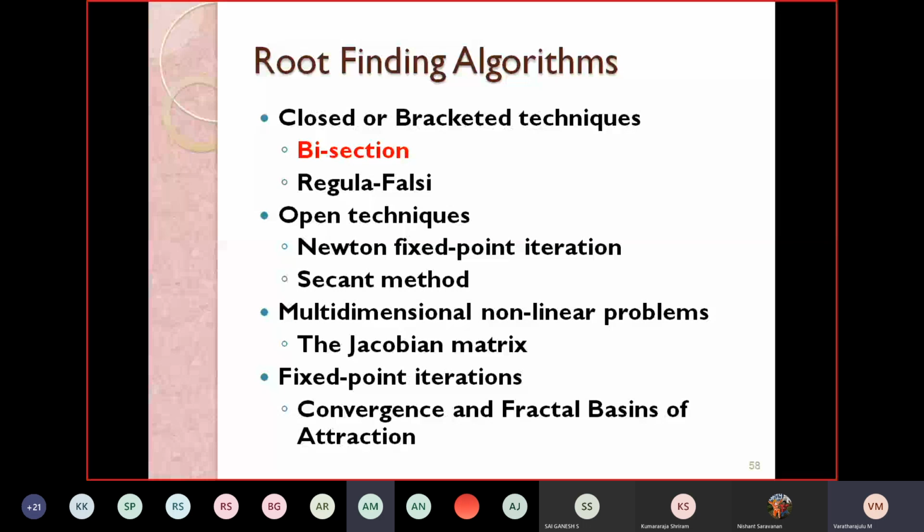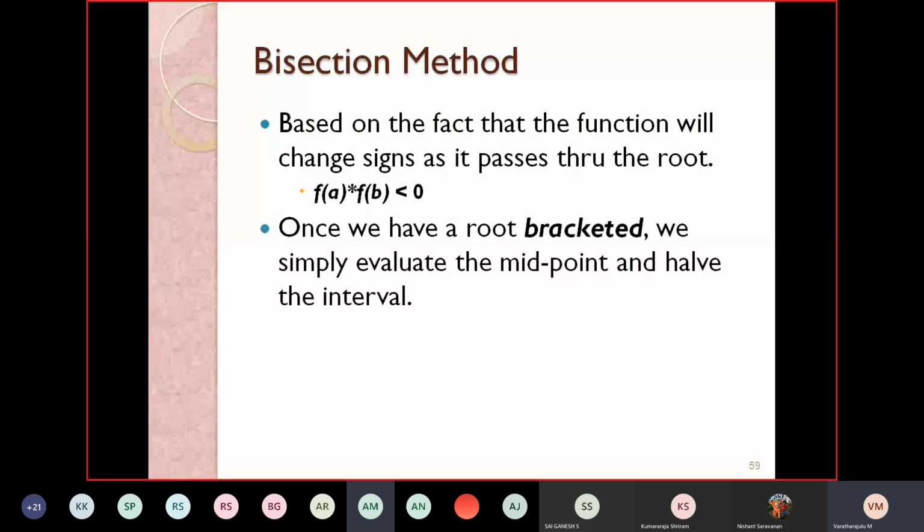Concerning the bisection method, it is based on the fact that the function will change sign as it passes through the root, that is f of a multiplied by f of b is less than 0. Once we have a root bracketed, we simply evaluate the midpoint and halve the interval, and by solving this problem, you will get a very good idea of the method.